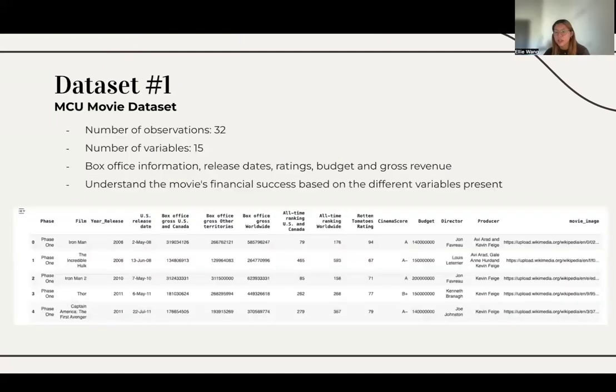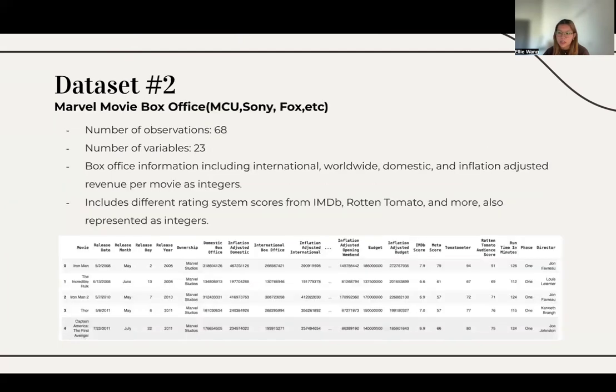Our first dataset includes box office information, release dates, ratings, budget, and gross revenue, aimed at analyzing factors influencing a movie's financial success. Our second dataset features box office information such as international, worldwide, domestic, and inflation-adjusted revenue, along with integer-based ratings from other platforms like IMDb.